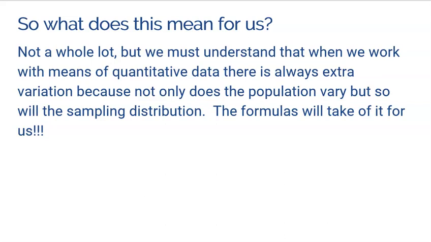We did not have this problem with proportions. The population was one number. It is what it was. 60% of poker chips are blue. It doesn't change. That's the population. So samples are going to vary. We get that. When you're working with means, your population is going to vary. Your samples are going to vary. Your sampling distribution is going to vary. So there's a lot of extra variation that we have to consider. Honestly, guys, you don't have to worry too much. The formulas will take care of it, but you have to be knowledgeable of it.